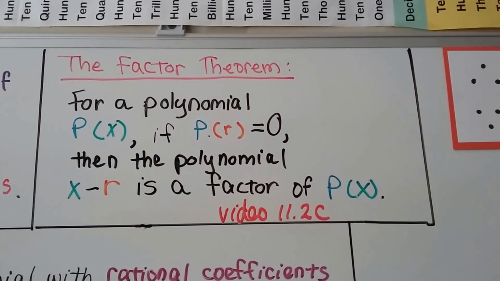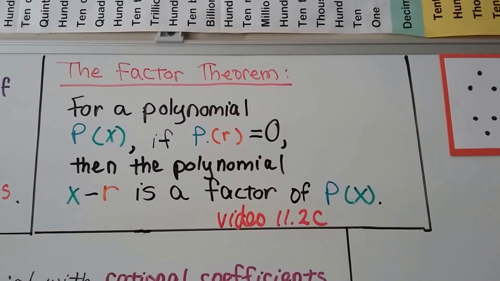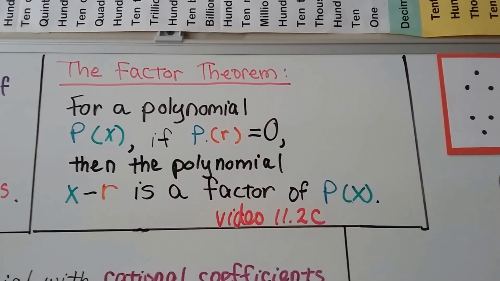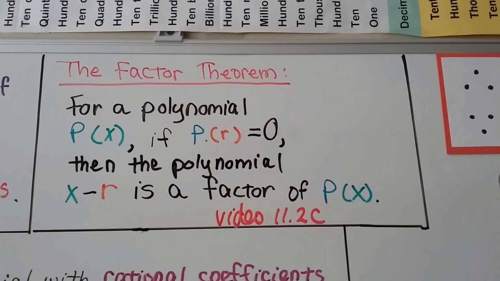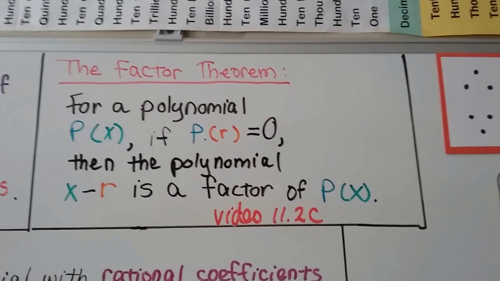I want you to remember this theorem, the factor theorem from video 11.2c. For a polynomial p of x, if p of r equals 0, then the polynomial x minus r is a factor of p of x. So we talked about that one. If you haven't seen it, you can click the description.